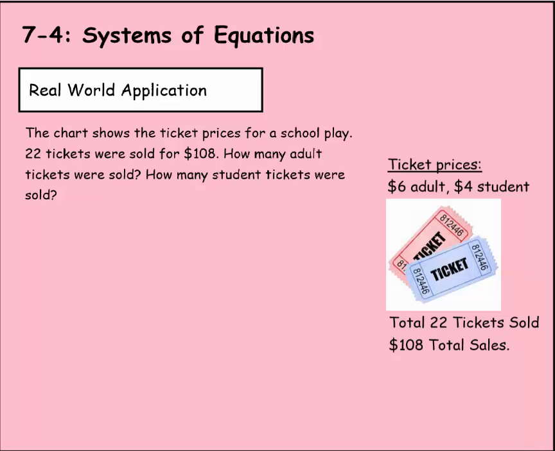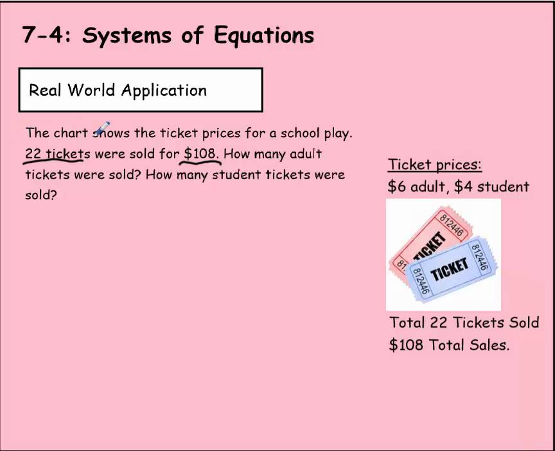Let's solve a real-world problem then. It says the chart shows the ticket prices for a school play, so $6 for adults and $4 for students. 22 tickets were sold for $108. How many adult tickets were sold? How many student tickets were sold? It gives us two pieces of information here. There's 22 tickets that were sold. $108 were the total sales.